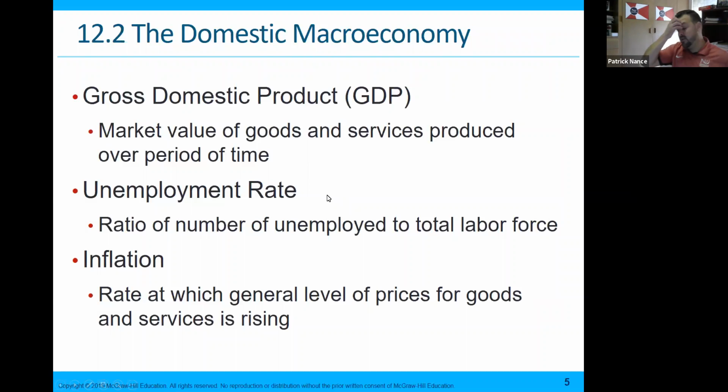All right, GDP, you should have heard this probably in economics class, but gross domestic product is the market value of all goods and services produced over a period of time. A key economic indicator, we would call it, something that we look at to see how the economy is doing. Unemployment rate is another key economic indicator, and this is the ratio of the number of people who are unemployed to the total labor workforce. So how many people are working.